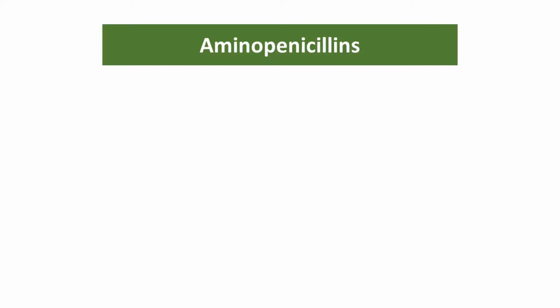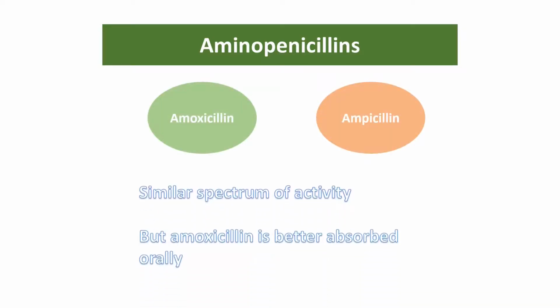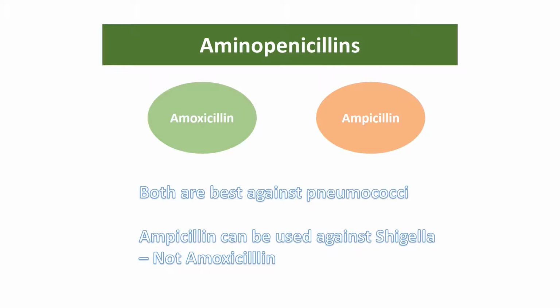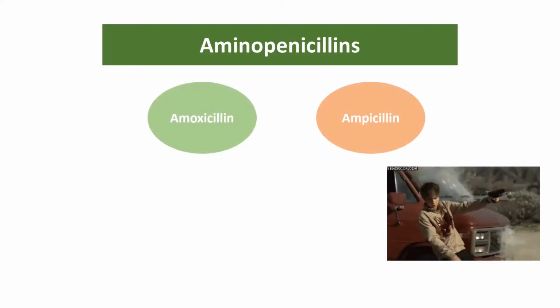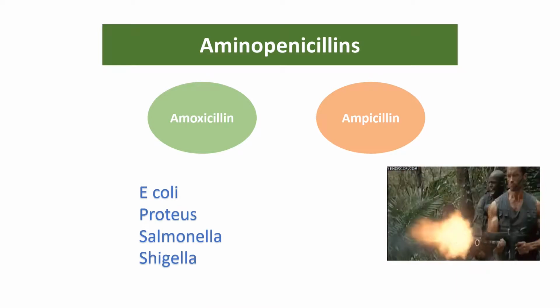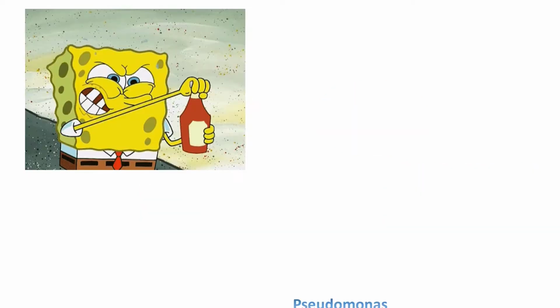The aminopenicillins include amoxicillin and ampicillin. Both these drugs have a very similar spectrum of activity, but amoxicillin is better absorbed orally. Both these drugs are the most effective of all beta-lactams against pneumococci. Ampicillin, but not amoxicillin, can be used against Shigella, and they are active against the majority of gram-negative organisms like E. coli, Salmonella, Shigella, Proteus, and non-beta-lactamase producing Haemophilus influenzae. But many resistant cases have emerged, and nowadays these drugs are rarely used.